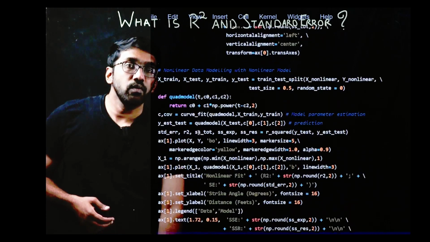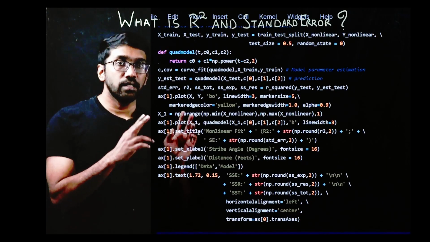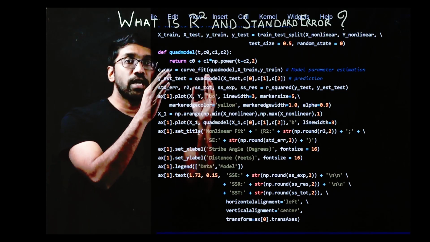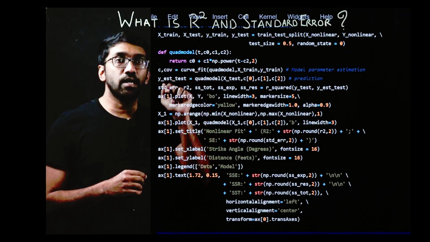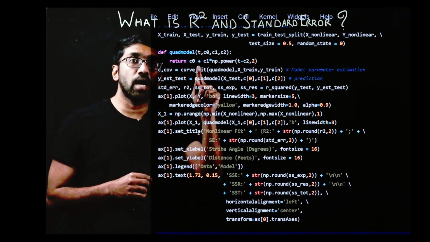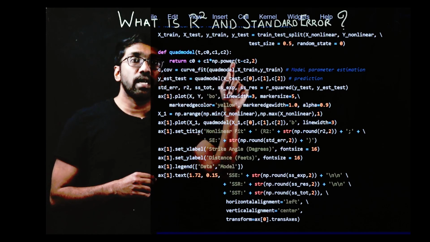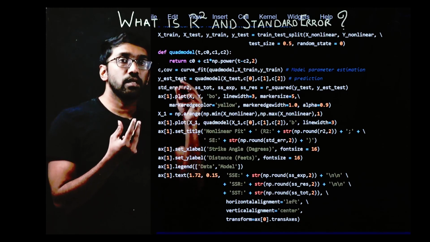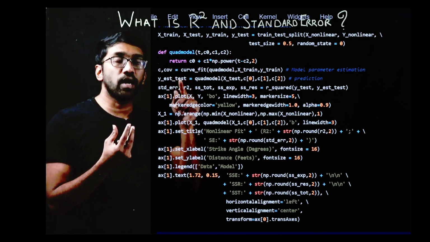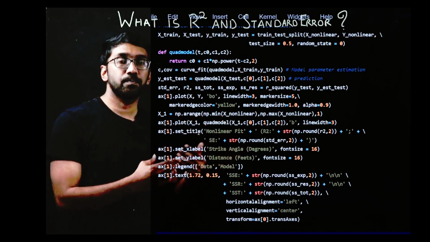I'm doing the same thing with my nonlinear dataset, where I'm trying to model a nonlinear relationship. Here is a quadratic function that I defined, and my objective is to identify the different C0, C1, and C2 parameters. I have to identify those best parameters that best define this model for this particular data set.